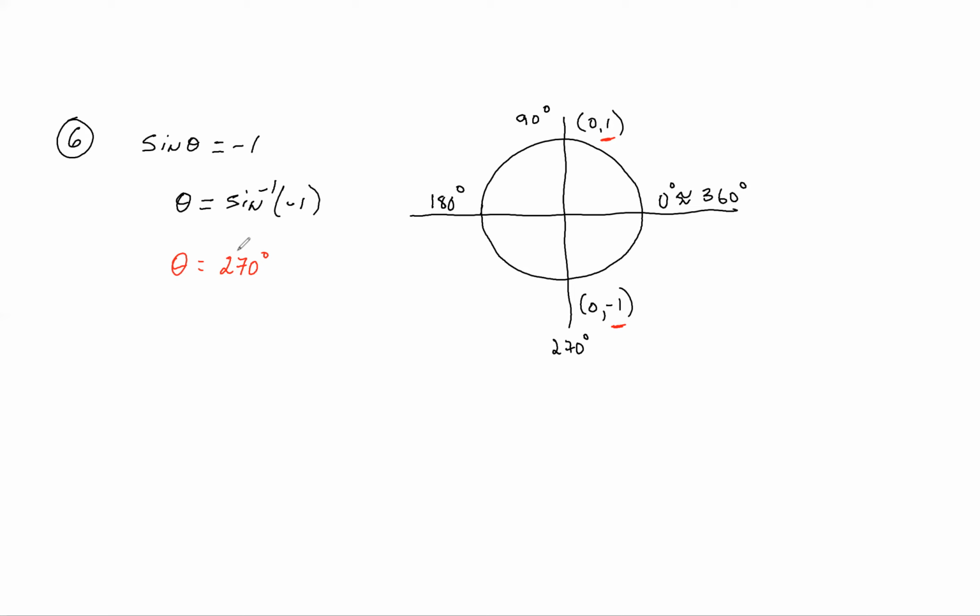If the question mentioned that they want the answer in pi, this one will be 0, pi over 2, pi, 3 pi over 2, and this 0 will be equivalent to 2 pi. Now the answer will be 3 pi over 2.